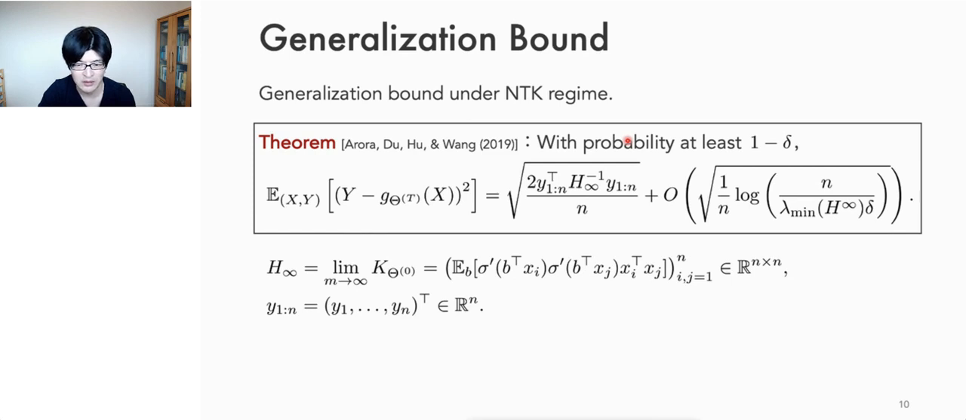Here, y_1 to n is a vector of teacher labels, and H infinity is the limit of the Gram matrix K at the initial point. The limit is taken with respect to the network width. The second term here converges to 0 as the number of examples goes to infinity. In order to show the convergence of the entire right-hand side, we consider the convergence of the first term here.